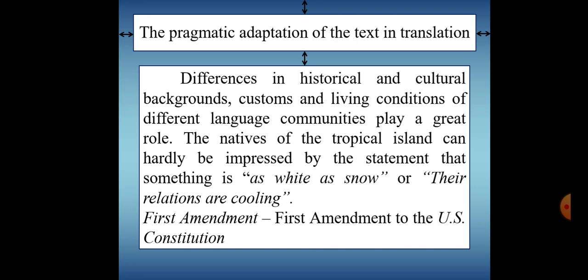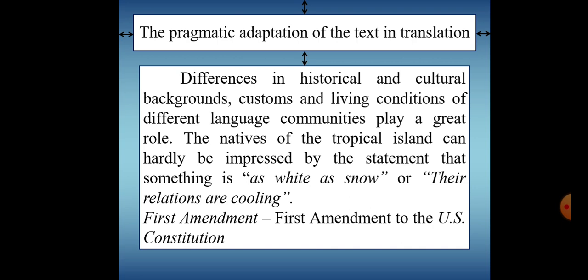A great role is played by differences in the historic and cultural background of different language communities, and customs and traditions. It stands to reason that the natives of a tropical island can hardly be impressed by the statement that something is white as snow. Their relations are cooling. Cooling may be understood as their relations becoming hotter, especially for people living in tropical or subtropical regions.